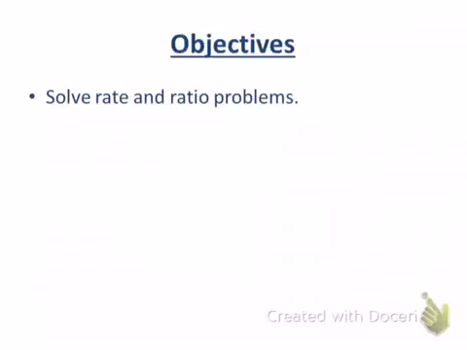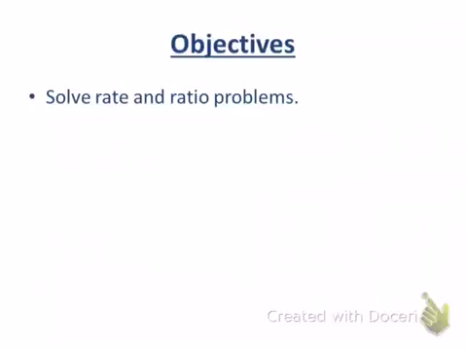So the first thing we need to have a look at here is definitions of important things that we're going to look at. These definitions will be on the Unit 4 vocabulary quiz, so start filing these away and make sure that you understand the definitions that we're looking at. So, solve rate and ratio problems.